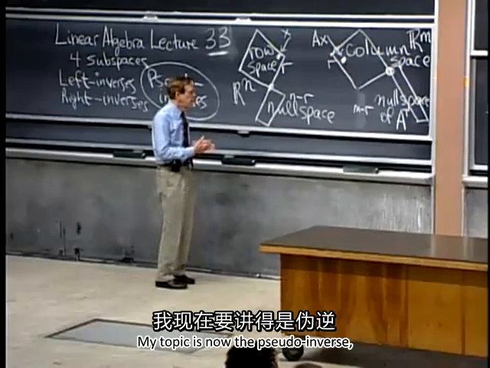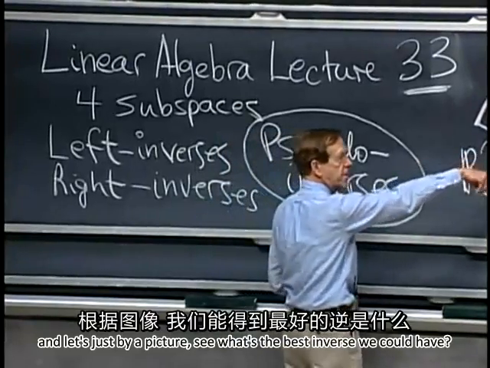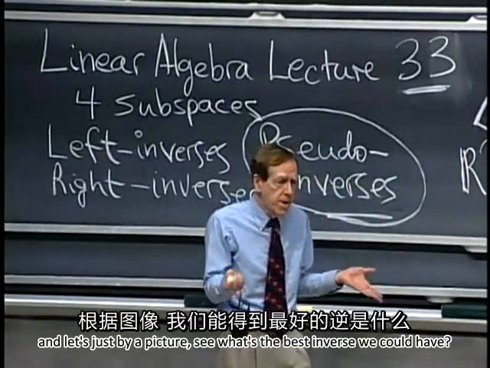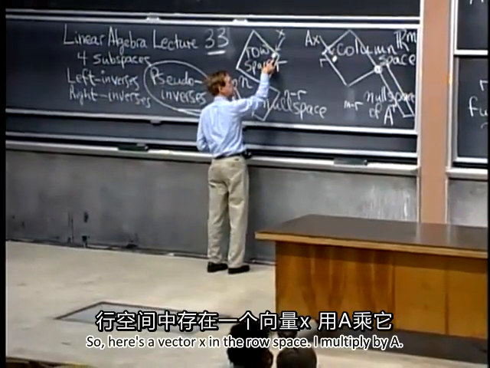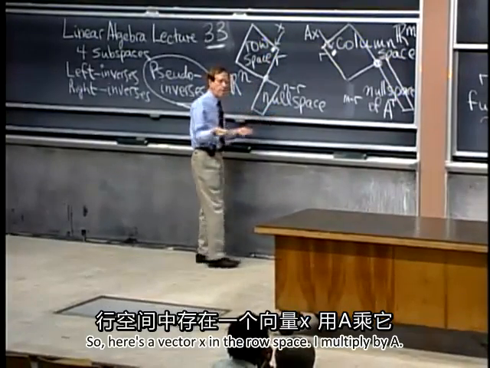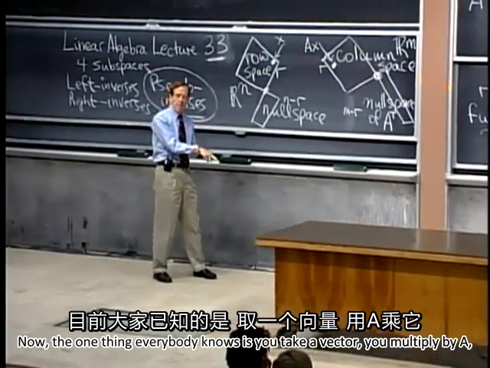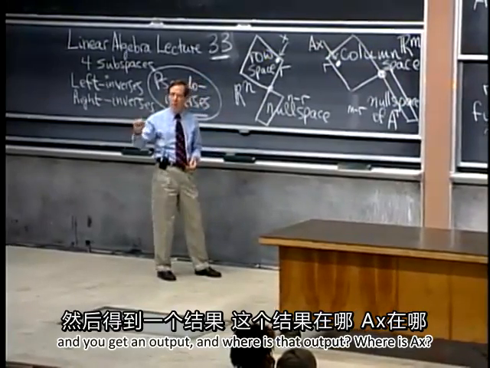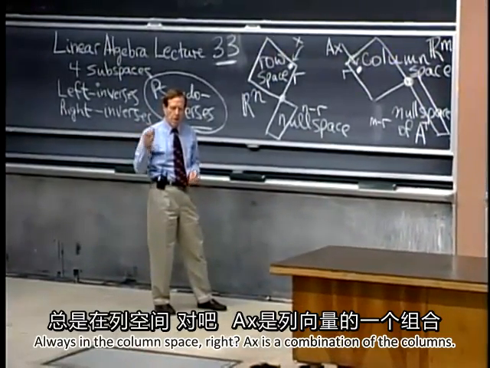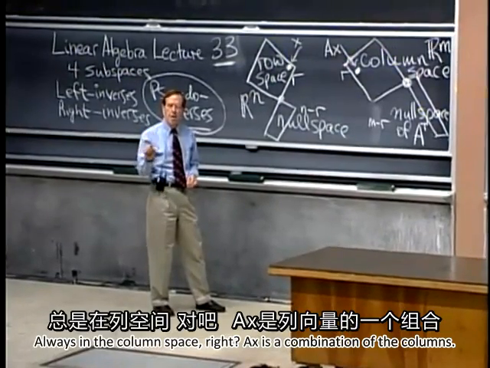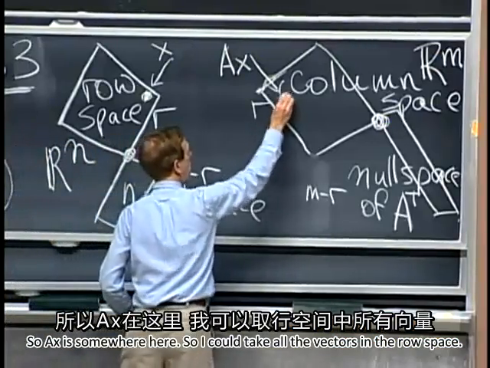So now my topic is the pseudo-inverse, and let's just, by a picture, see what's the best inverse we could have. So here's a vector x in the row space. I multiply by A. The one thing everybody knows is you take a vector, you multiply by A, and you get an output. Where is that output? Where is Ax? Always in the column space, right? Ax is a combination of the columns. So Ax is somewhere here.